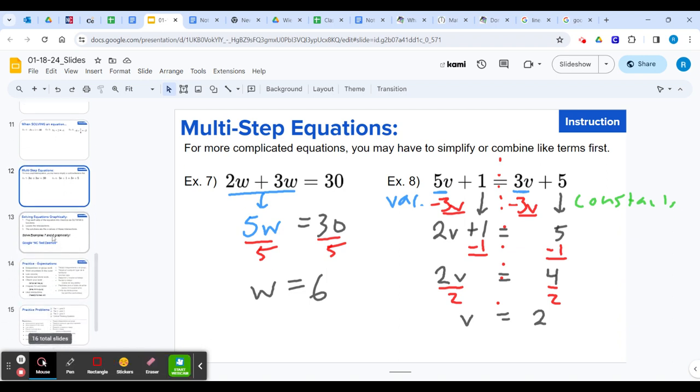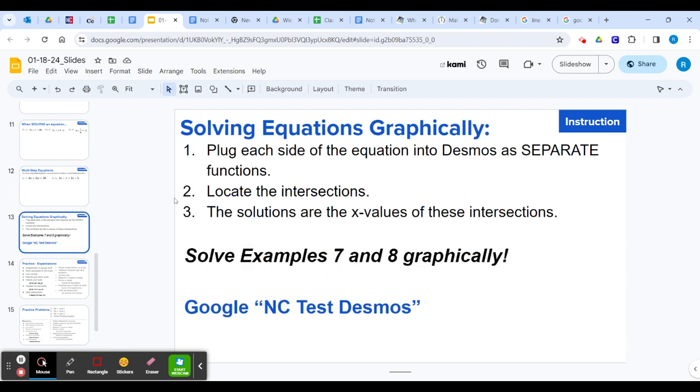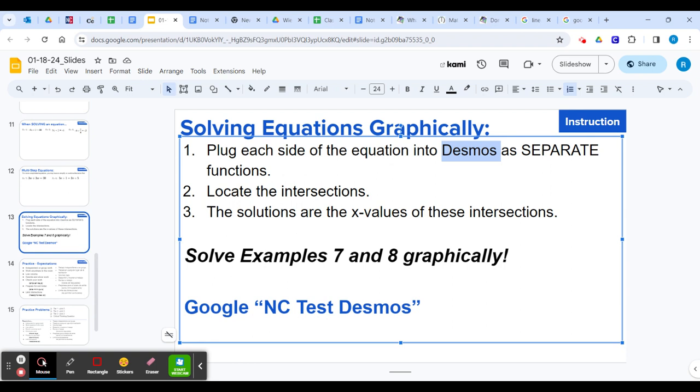Now, the last thing I want to talk about is I want us to start getting exposure to doing this graphically because this is something that will be a surefire way to get our answers right on our end of course assessment. So we can use the software called Desmos to graph everything and actually solve this equation, but we need to treat each side of the equation as separate functions. Once we do that, we can locate the intersections, and then we just pull the x values of these intersections in order to come up with our solution.